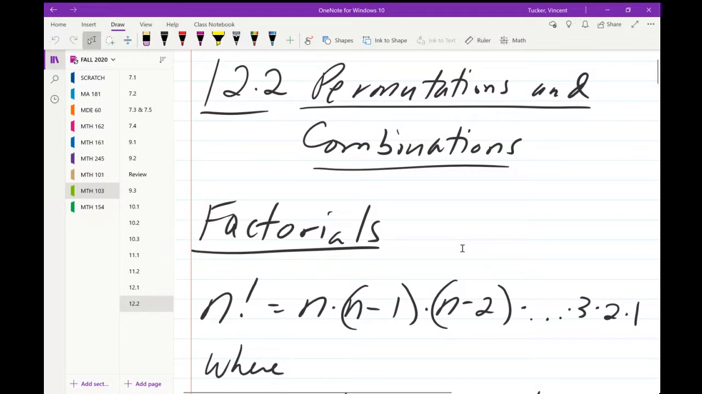All right, so let's go ahead and get started. Today we'll start with 12.2, Permutations and Combinations.